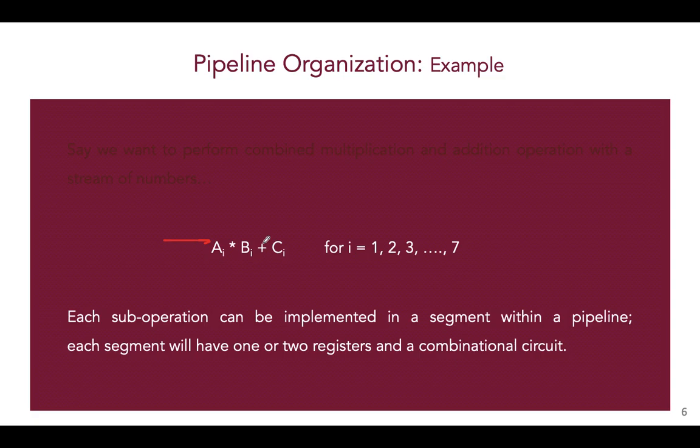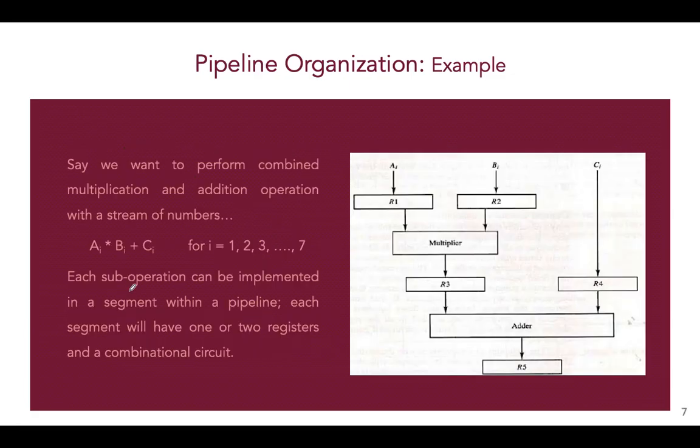So what we can do is build a pipeline where each segment, each subpart of the pipeline, is responsible for undertaking one subtask of this entire task, right? Each segment will have one or two registers and a combinational circuit, and this is what it will look like.